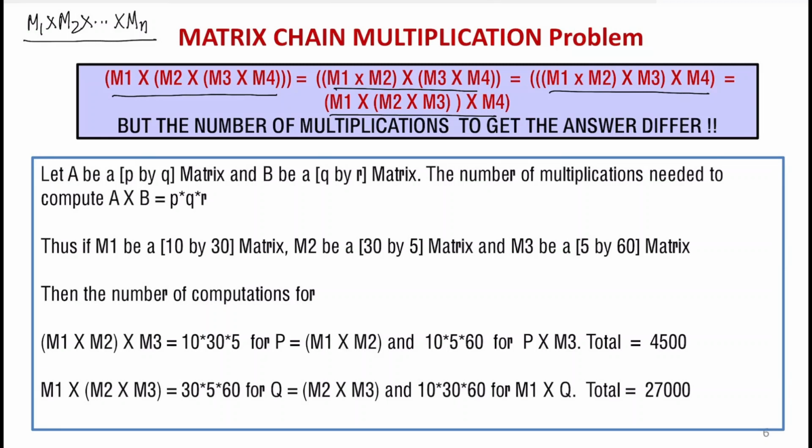And we shall see that the order in which we multiply it changes the number of multiplications to be done. We know that if A is a P by Q matrix and B is a Q by R matrix, then AB requires P into Q into R multiplications, because every row of A must be multiplied by a column of B to give the ij location. So for every ij location you need order of Q multiplications.